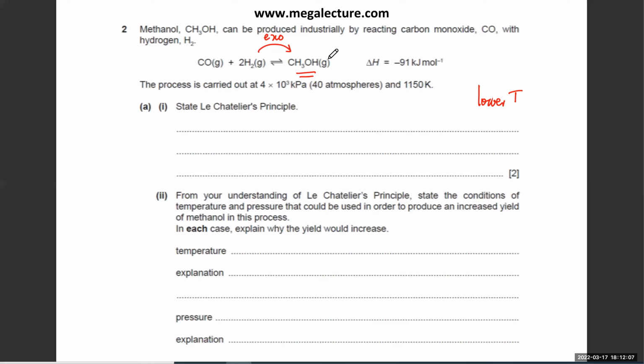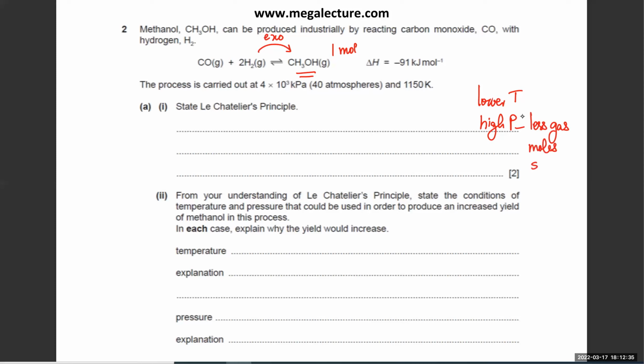सो क्या होगा, हाई प्रेशर और लो प्रेशर? लो प्रेशर नहीं, इधर कितने मोल? हाँ, क्योंकि हाई प्रेशर का क्या होता था कि हाई प्रेशर फेवर्स द लेस गैस मोल साइड, क्योंकि हाई प्रेशर पे ना यू आर कंप्रेसिंग इट। तो हाई प्रेशर पे less gas moles side is favored, right? Clear?